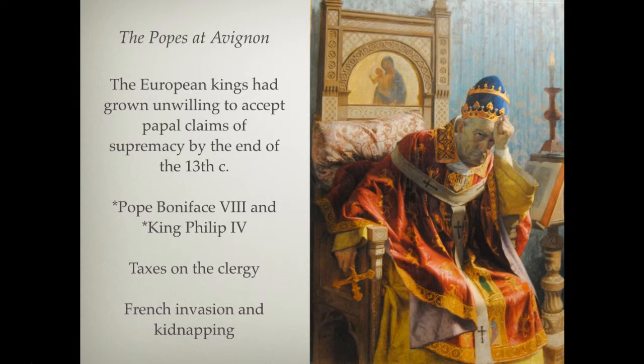That is, the European kings had really grown unwilling to accept the papal claims of supremacy by the end of the 13th century. Kings were tired of hearing it. Kings were tired of hearing the popes claiming that they have all supreme authority and everyone had to listen to them. And so Pope Boniface VIII and King Philip IV really hit it hard. They had a huge clash over this same issue.